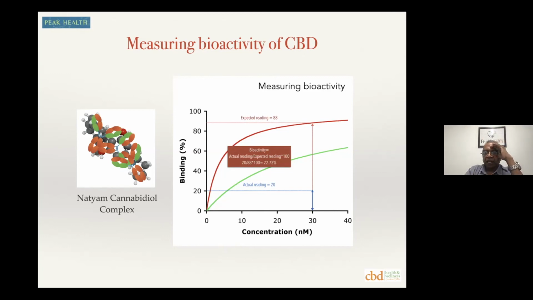But on the other hand, when you actually look at binding, you know the amount of CBD you have, and you add the Natyam and look at the complex that's actually formed. I'm showing the actual reading, in this case, in green, right? So you look at the measure of the green, and if your expected reading is 88 and your actual reading is 20, then your bioactivity ends up being 22%, right? It's a pretty straightforward calculation. But the trick is having that pure monoclonal antibody.